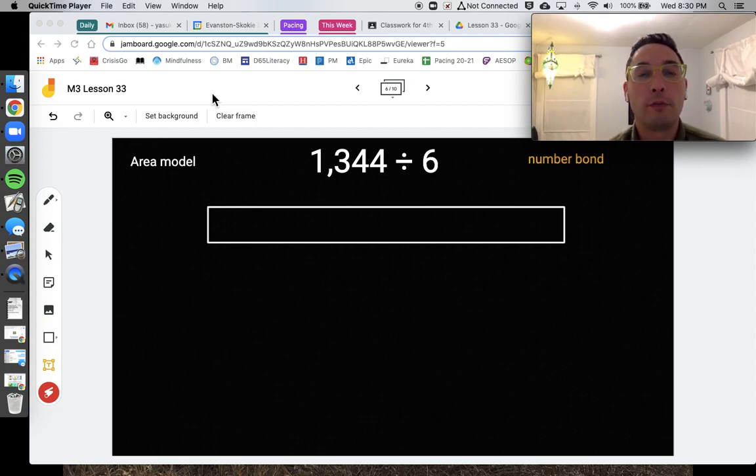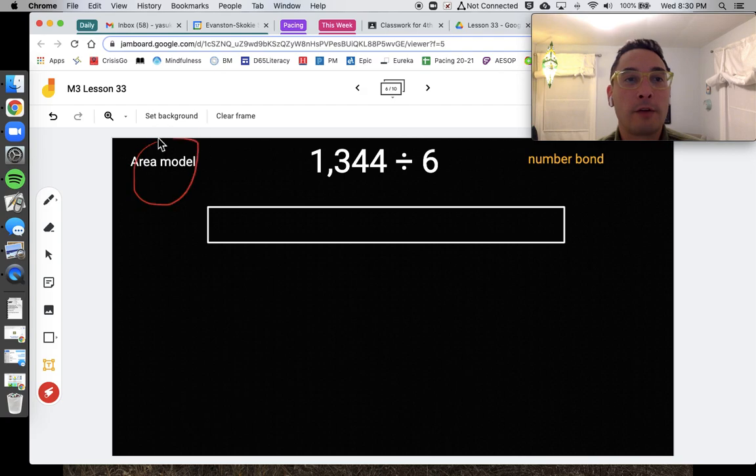So this is where our goal was, and we already know what the quotient is going to be. The answer is going to be 224. But this time we're going to try to solve it with an area model and a number bond. So for an area model, we remember the area equals length times width.